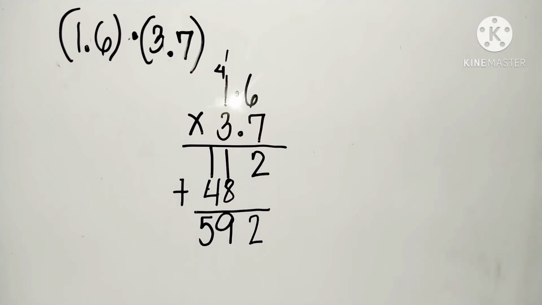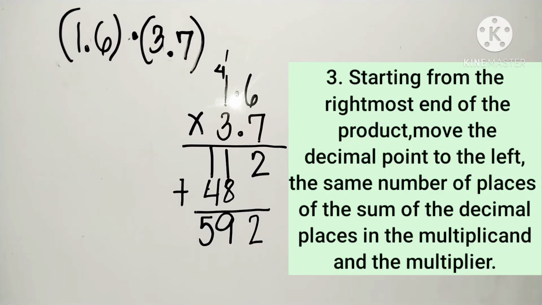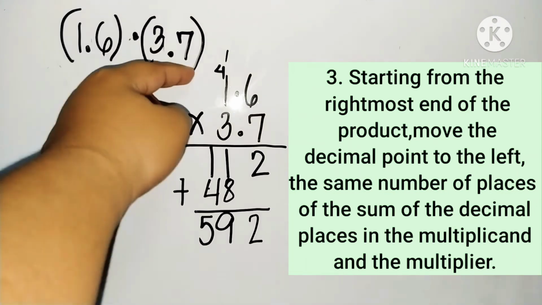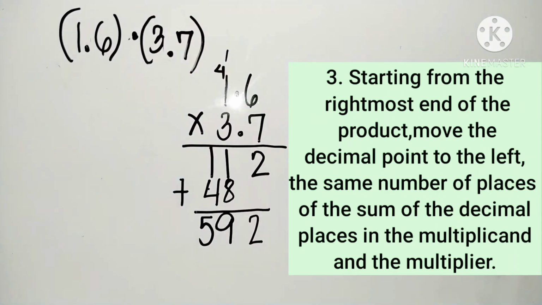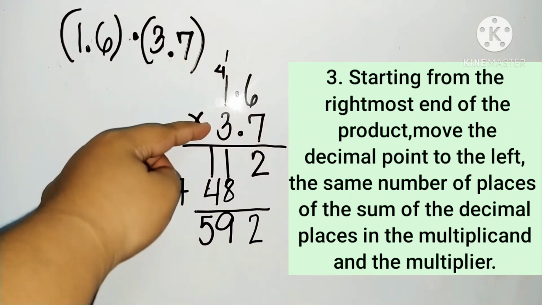Kasi diba tandaan natin, meron tayong decimal point. So, anong gagawin natin? The last part is, starting from the rightmost end of the product. So, mula dun sa 2, move the decimal point to the left, the same number of places, the sum of the decimal places in the multiplicand and the multiplier. So, ito yung multiplicand po natin. Ito yung multiplier.